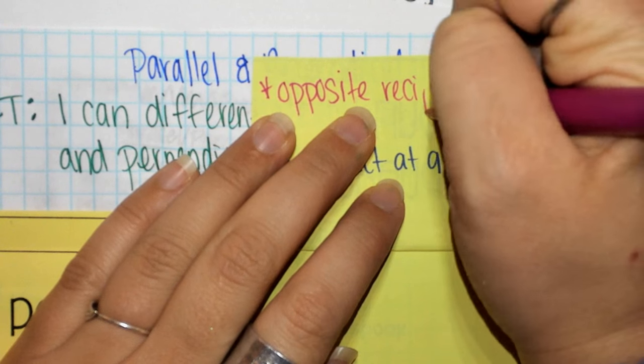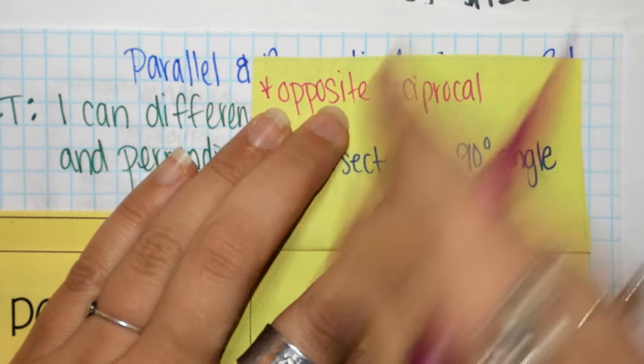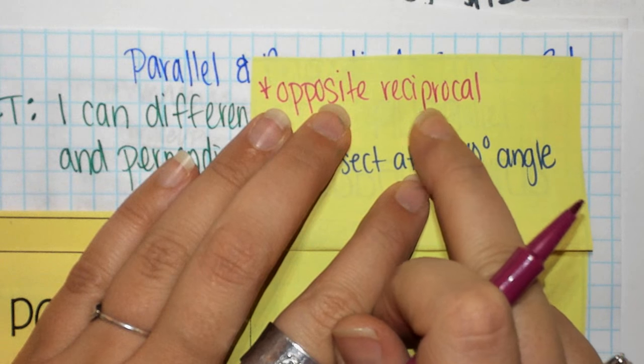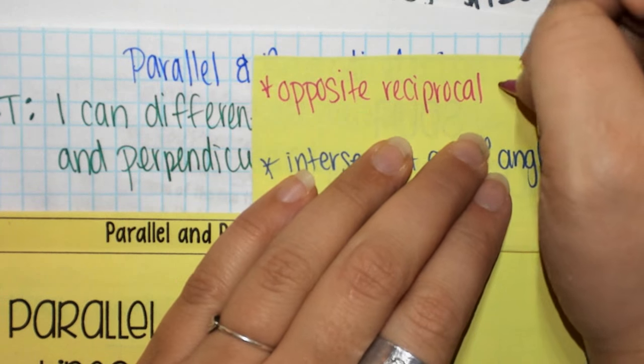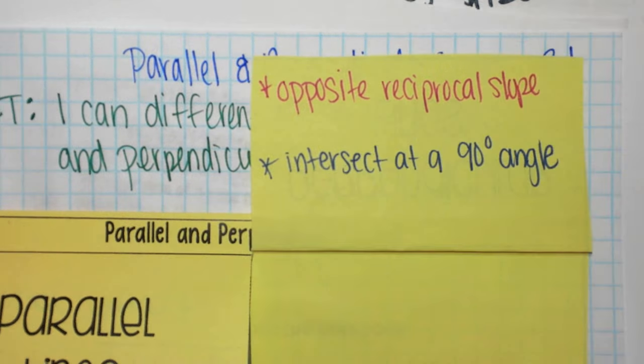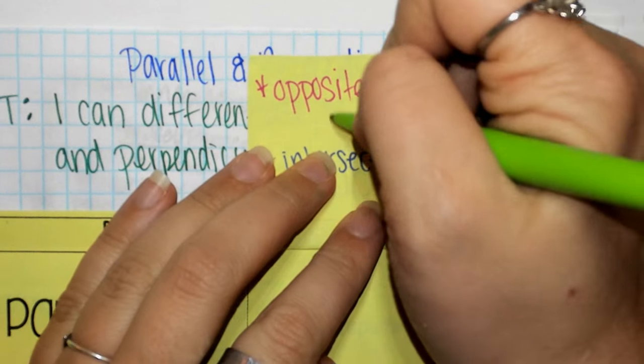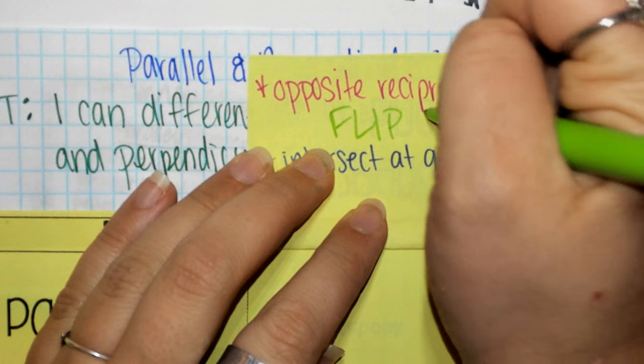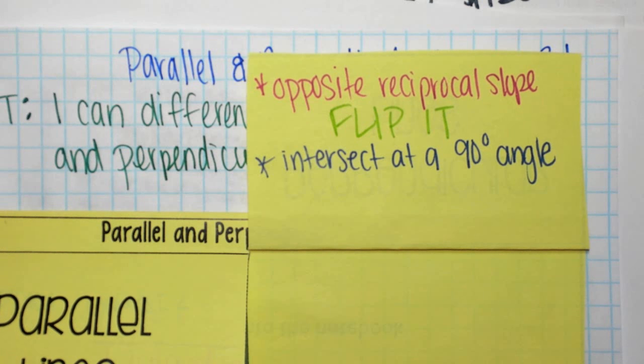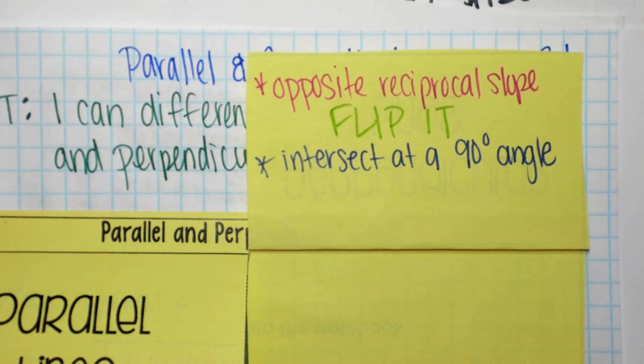Opposite reciprocal, and that's how you spell it. R-E-C-I-P-R-O-C-A-L. Slope. Oh, that's so wrong. We'll fix it. Which means you flip it. This is where we have fractions and we have all kinds of fun. Get excited.